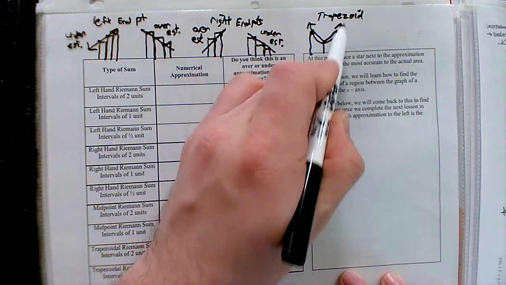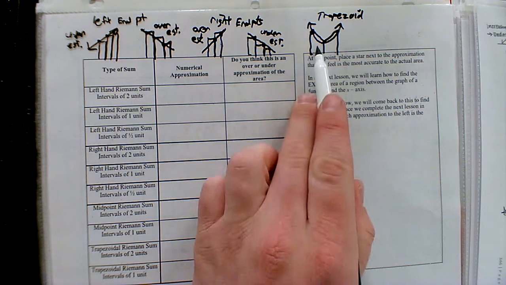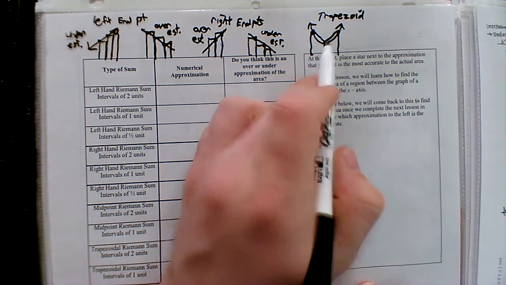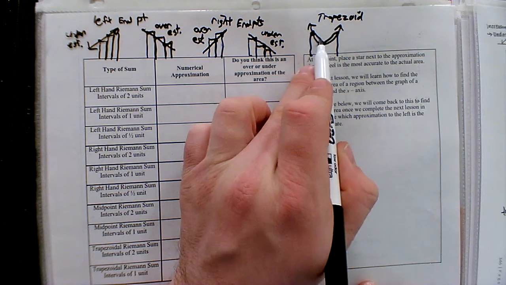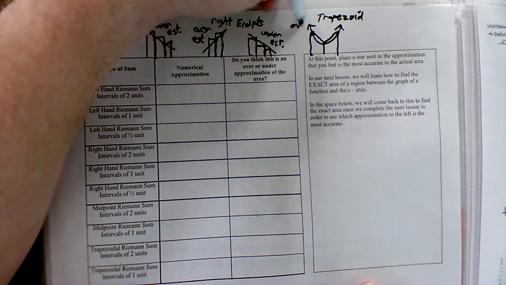Again, this is your function here, and you're always estimating the area under the curve. So we're trying to estimate the area under the curve. Would this be an over or underestimation? It's over. We're estimating the area under the curve, but we're including some of that stuff that's above that curve. So this would be an overestimation.